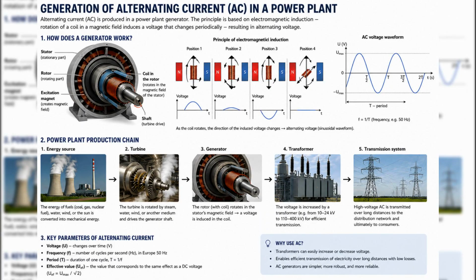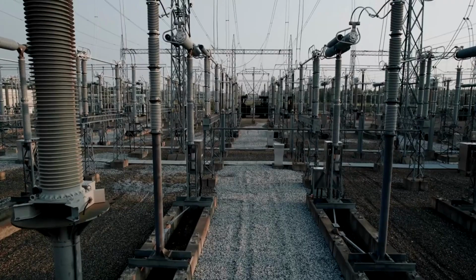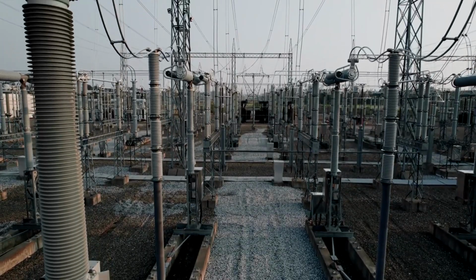Inside a generator, coils of wire rotate within a magnetic field, or magnets rotate around coils. And as this rotation happens, the orientation of the conductor relative to the magnetic field continuously changes, which means the induced voltage also changes direction. As a result, the current naturally becomes alternating. It switches direction, again and again. This is not an added feature. It is a direct consequence of rotational motion. The faster the generator spins, the higher the frequency of the current. That's why standardized systems like 50 Hz or 60 Hz exist.